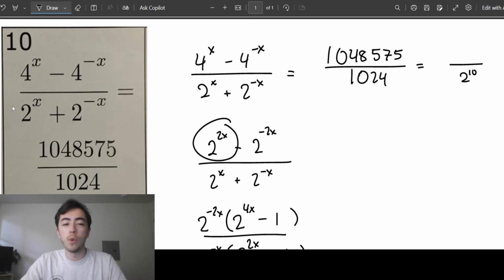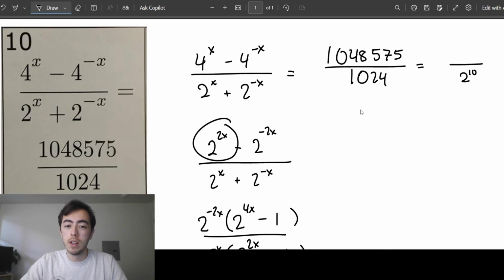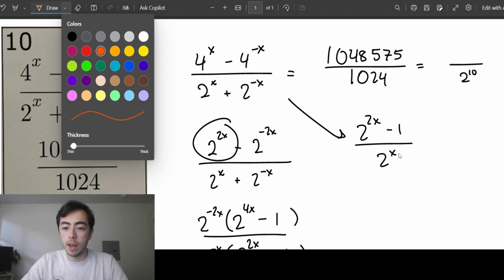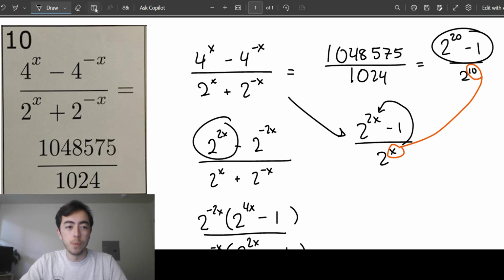We started out with 4 different terms, the bases were different, and now I have something that's a little bit more simple, and so I will put that somewhere up top. That was 2 to the power of 2x minus 1 over 2 to the power of x. And so here I'm noticing, maybe I could just say x is 10. As long as I'm able to show that plugging that 10 in, that number is supposed to be 2 to the power of 20 minus 1.